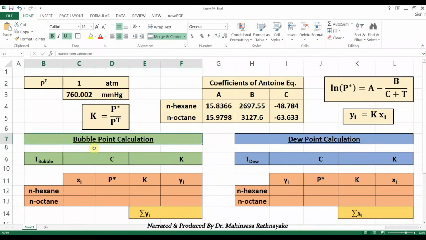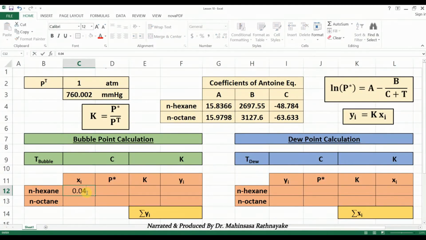First, let's see the bubble point calculation. So we enter the liquid mole fractions as 0.04 for N-hexane and 0.96 for N-octane. Then assume a temperature value for the bubble point. Let's say we assume 80 degrees Celsius. Then convert it into Kelvin as we use the temperature in Kelvin for the calculations. Then apply the Antoine equation to find the vapor pressure at the assumed temperature. In this calculation, we need to freeze the temperature cell so that we can easily drag the calculation for the below cells.